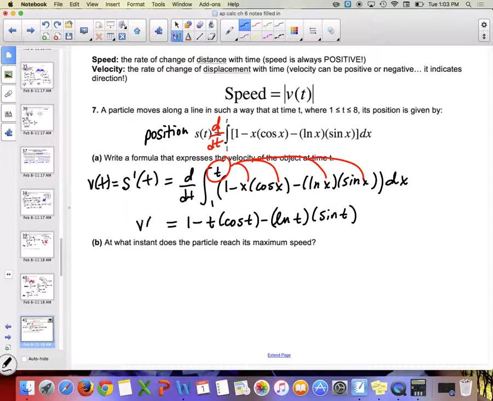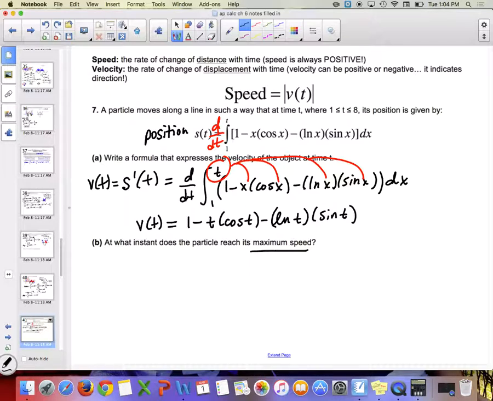So that's our velocity function. Part B says, at what instant does the particle reach its maximum speed? There are multiple ways that you can do this. We know that in calculus, when we say maximum, we often have to take the derivative and find when it's equal to 0 or undefined. But if this is a calculator problem, which it is, how do I find the maximum speed? What's the easiest way? Plug it in. Plug what in? S of t, v of t. Can you make it even easier instead of doing v of t? What do I do for maximum speed? Absolute value of v of t.